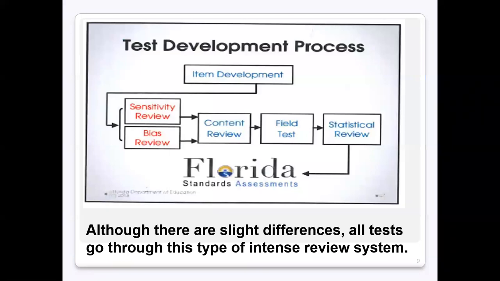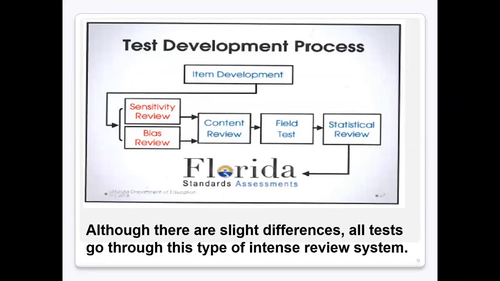All right, so the development process is similar for the Florida Standards Assessments, for the Next Generation Sunshine State Standards Assessments, and for the alternate assessment, the Florida Standards Alternate Assessments. They have committee meetings where they bring educators and content folks and all kinds of people. They develop the items. Then they have a sensitivity review and a bias review.